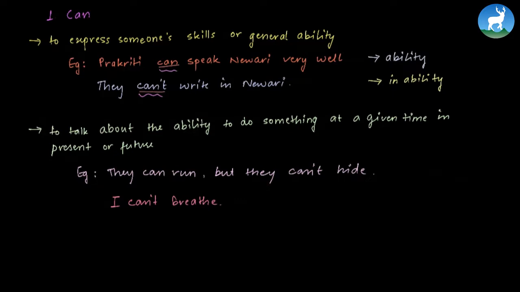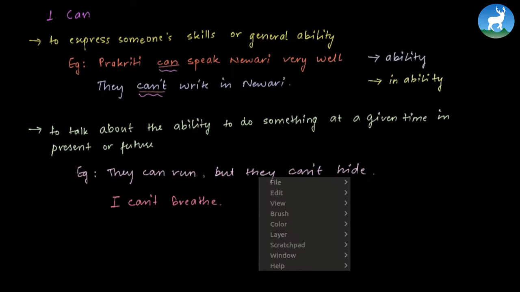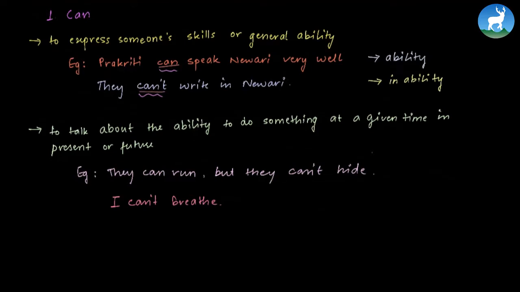To talk about the ability to do something at a given time in present or future, we use can. So they can run, but they can't hide. It's in the present. They can run, but they can't hide. They can run at the moment, but when they finish, when they reach somewhere, they cannot hide.